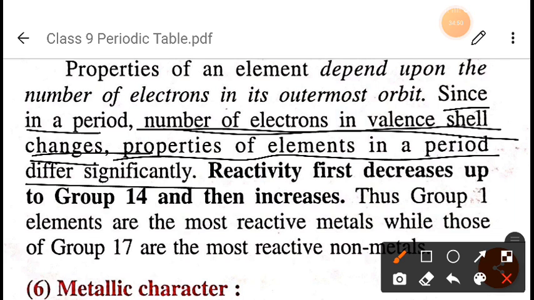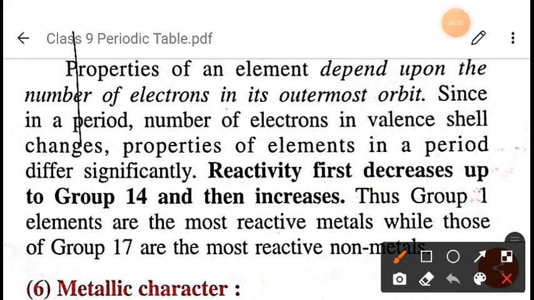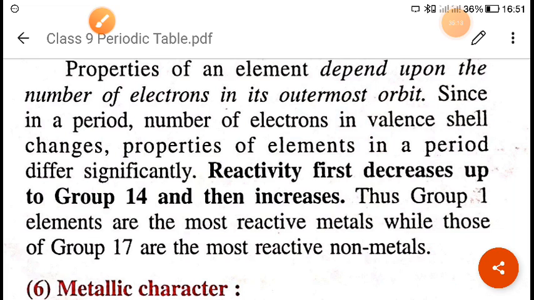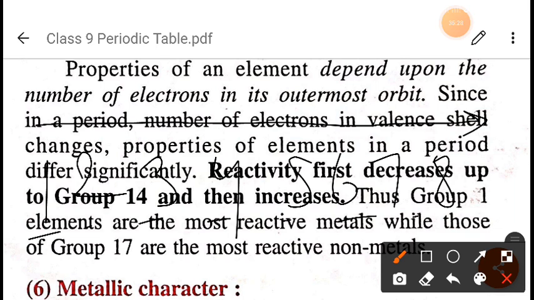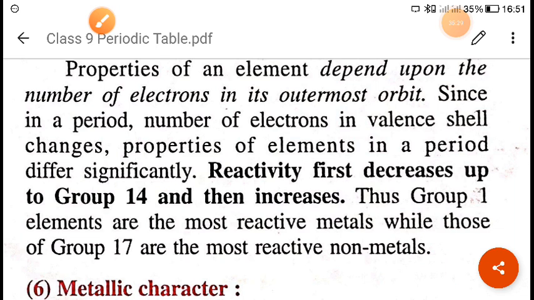But when we talk about the group, as we are moving from top to bottom down the group, you will see that the number of valence electrons remains the same. That is why their properties are the same. But in a period it is not like this, because as we move from the first to the second or third to fourth period, from left to right, the number of electrons in the outermost shell changes from 1, 2, 3, 4, 5, 6, 7 and 8, right? Since the number of electrons in the valence shell is not the same, the properties of these elements will be different, right?